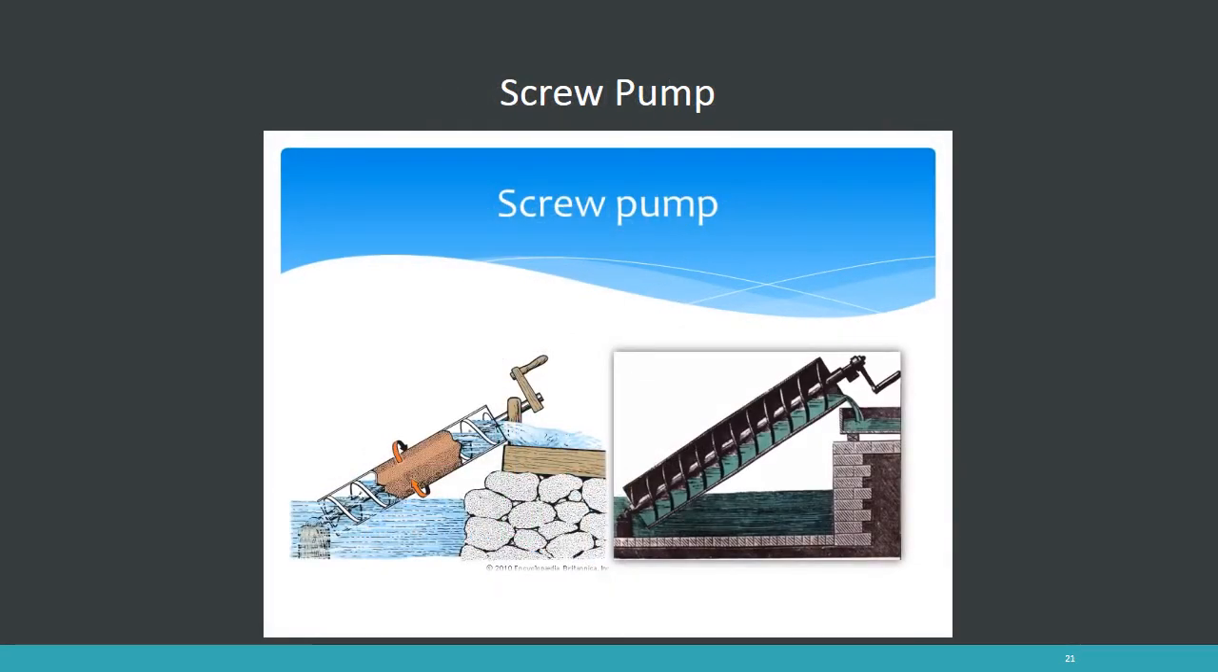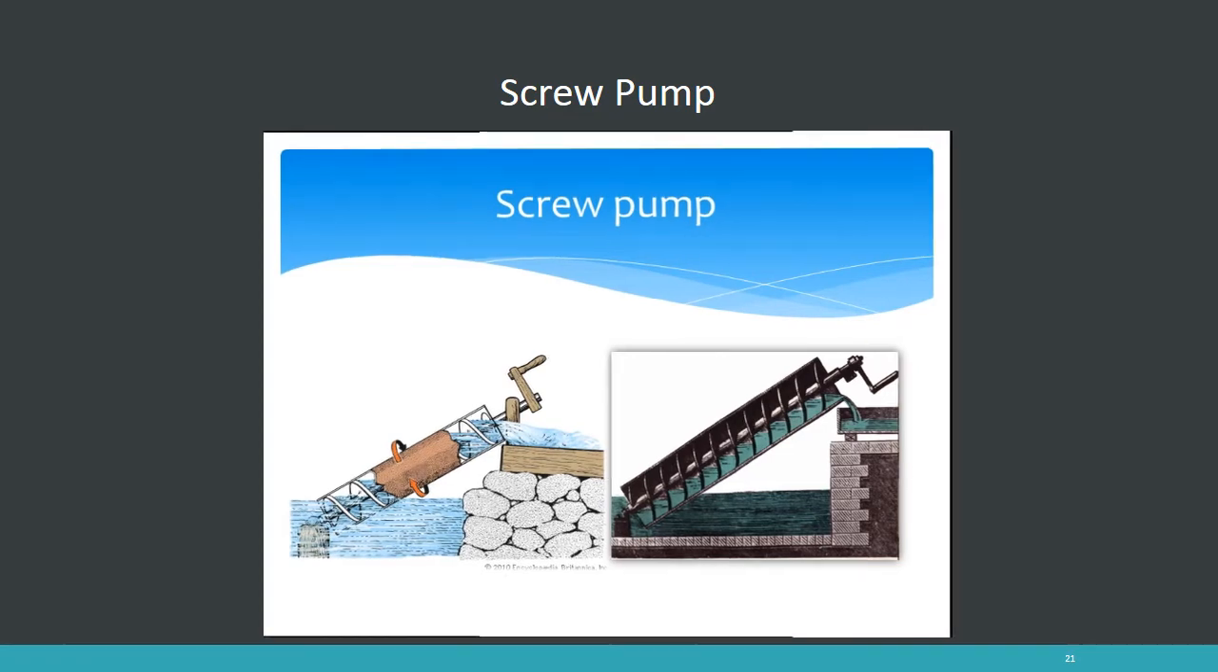Screw pump, also called Archimedes pump. It uses a very simple technique by rotating the screw in a cylindrical cavity. It moves the flow from a low point to a high point.